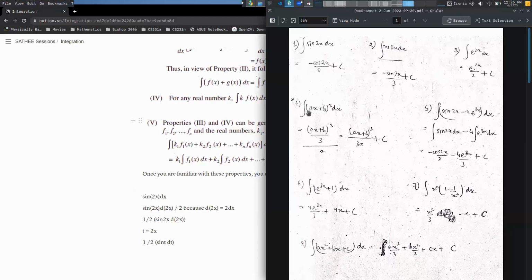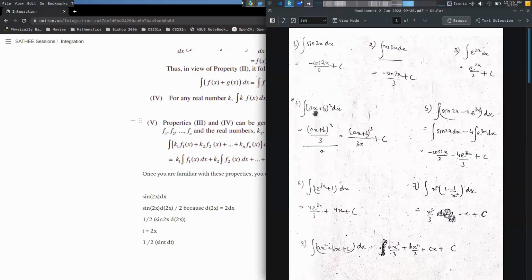If we treat ax plus b as x, then it would be x cubed by 3. Just replace x by ax plus b, so it will be (ax plus b) cubed by 3, and divide by the coefficient of x since x is linear, which it is. So it would be (ax plus b) cubed divided by 3a.